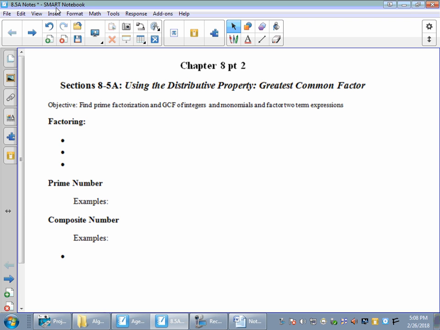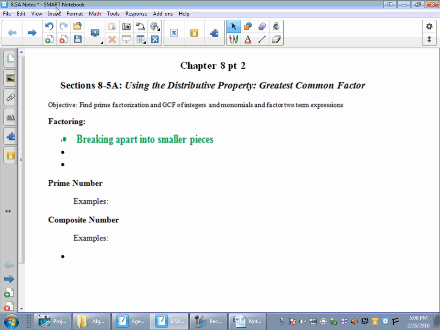In the first part of Chapter 8, we put polynomials together. We added, subtracted, and multiplied. In Part 2, we're going to spend this whole half of the chapter working on dividing polynomials, or what I'm going to call factoring.